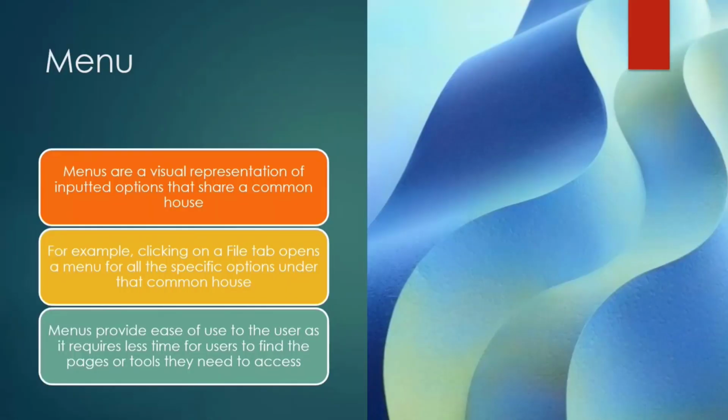A menu. Menus are visual representations of options that share a common theme. For example, underneath a file tab, it opens all the options related to that, like saving, making a new file, or deleting a file. Menus provide ease of use to the user, as it requires less time for users to find the pages or tools they need to access.